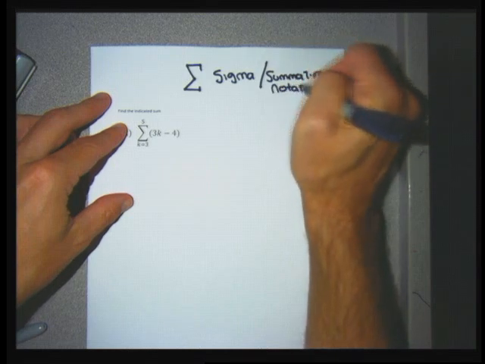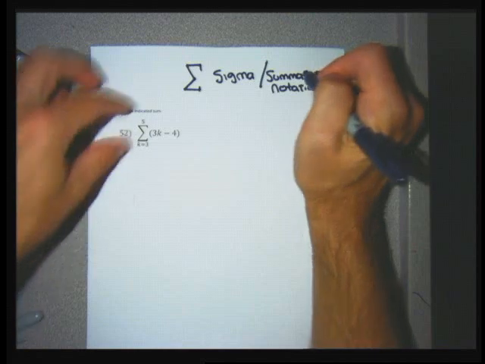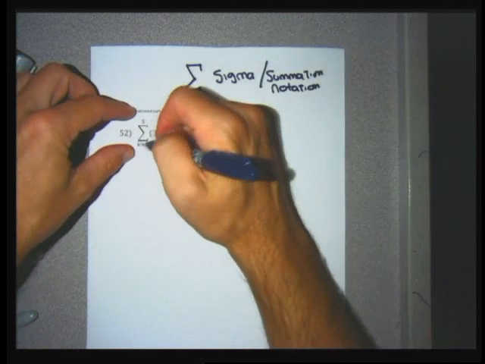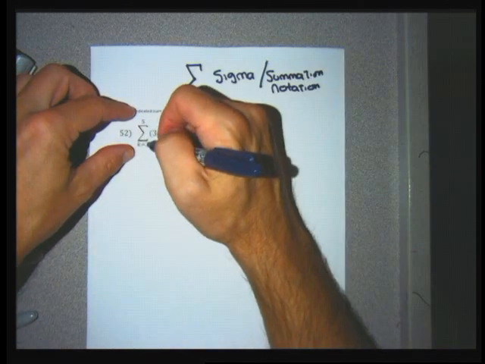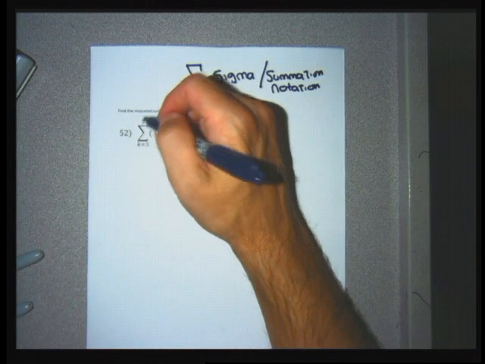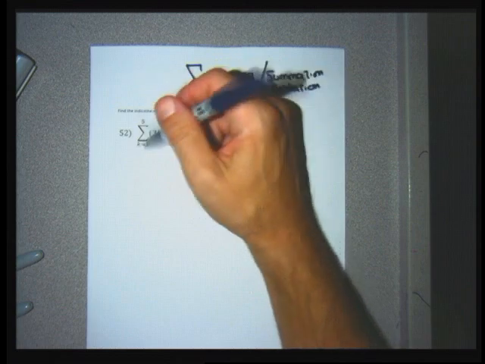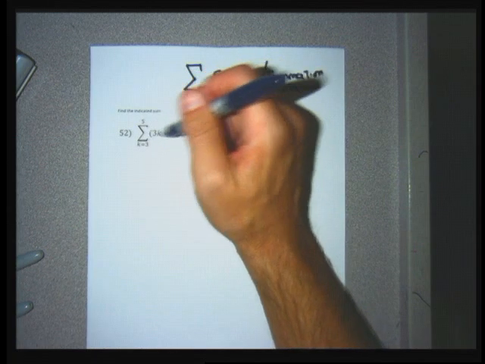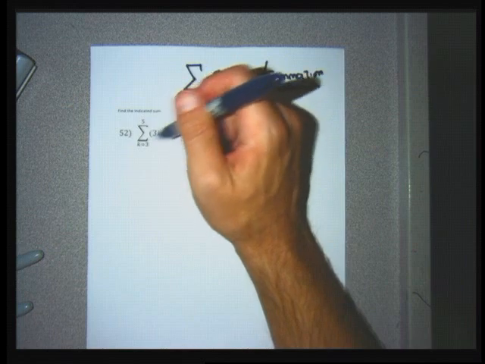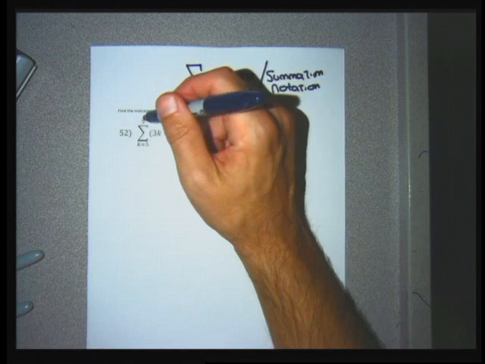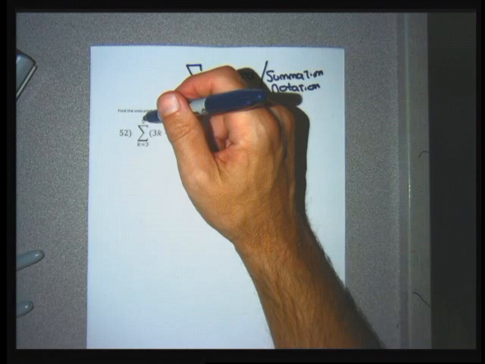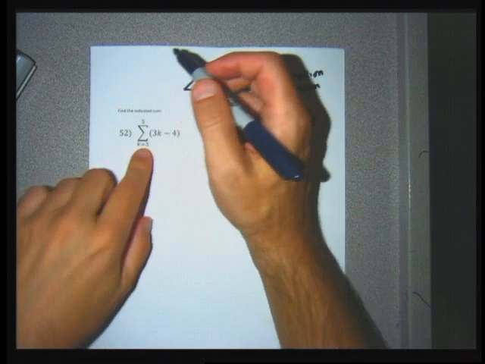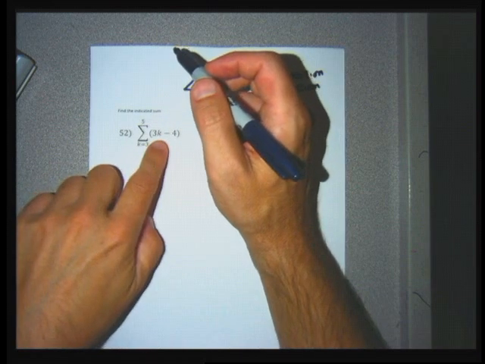When I see this symbol, usually I see a letter followed by a number on the bottom side of this symbol and a number on the top side. What these numbers tell me to do is to change the k that's in the parentheses here, starting at 3, incrementing by 1 to 5. So what this is asking me to do is to plug 3, 4, 5 in for k.